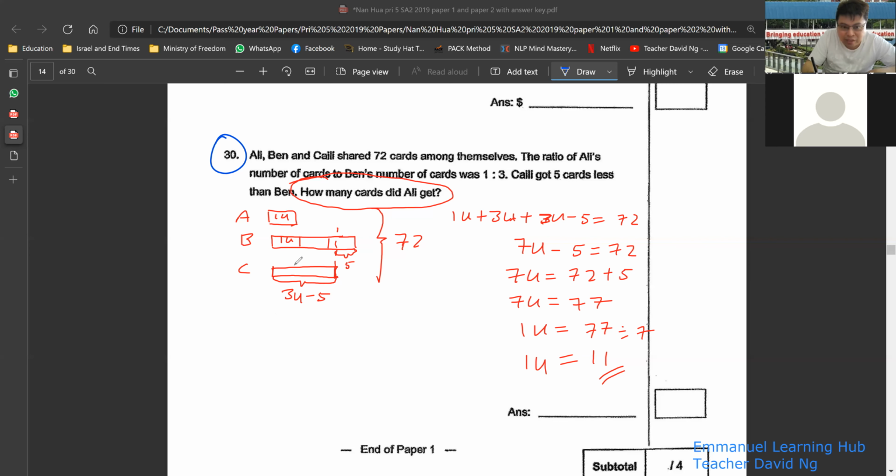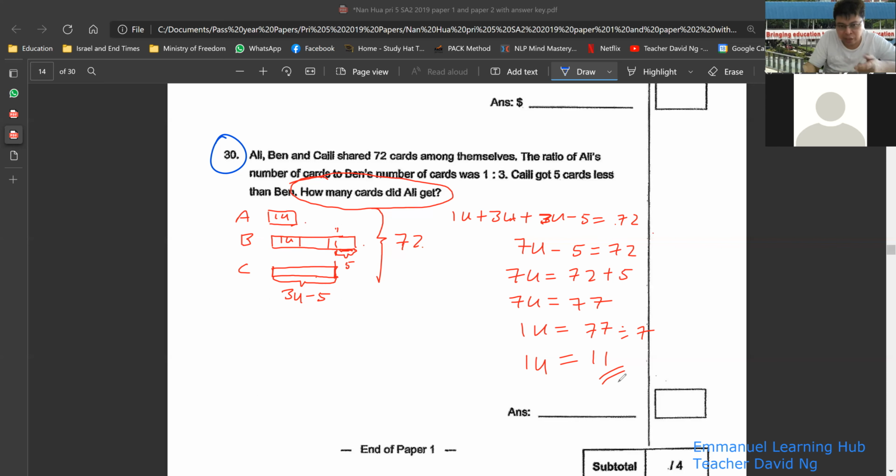Ben has 3 units, and you know that C is definitely 5 less than what Ben has. So whatever C is, just write 3U minus 5. Then this is the length, so obviously this is 5. And you know everything is 72, so you can form the equation already: 1U plus 3U plus 3U minus 5 is 72. Once you have this, it will be very easy to do.